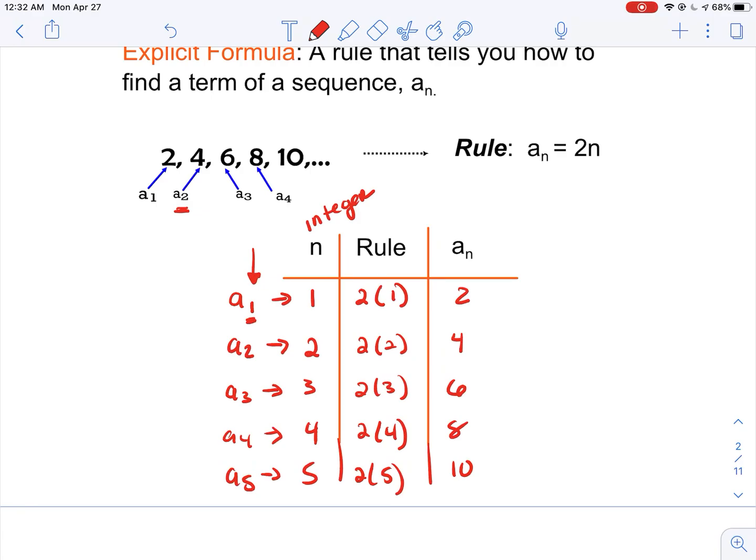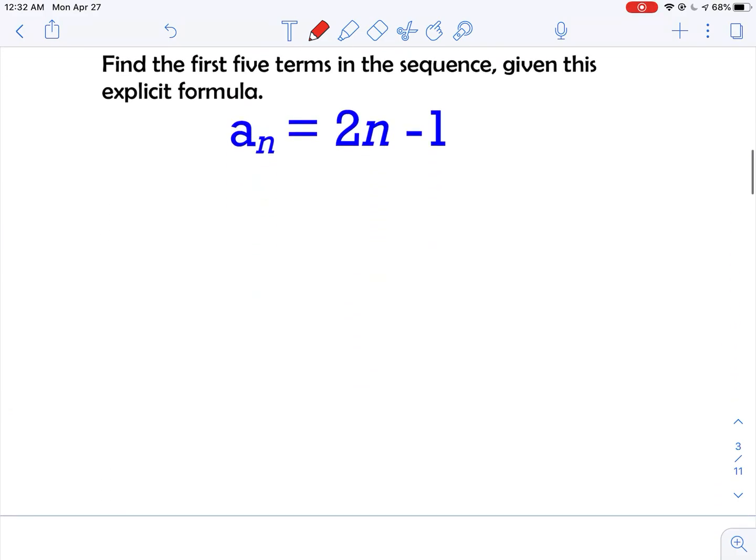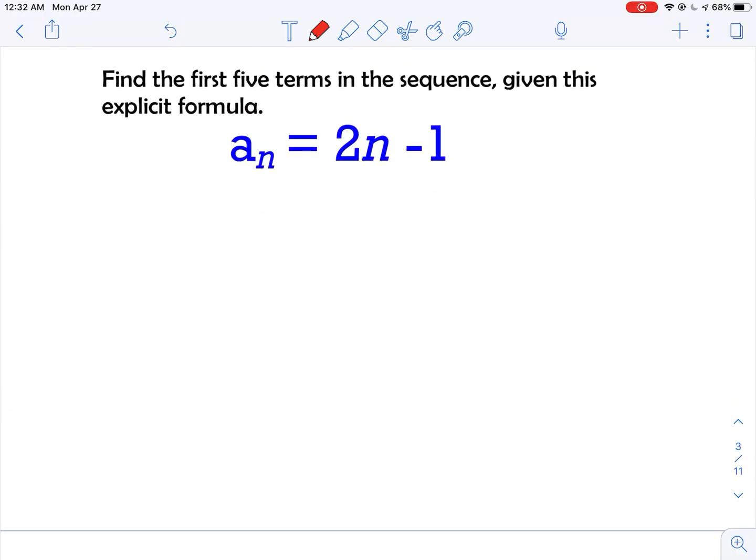Okay, so we're using the place marker as what we are substituting into our formula. So let's take a look at this. Find the first 5 terms of the sequence. Okay, so we are looking for A1, A2, A3, A4, and A5. Those are the first 5 terms.